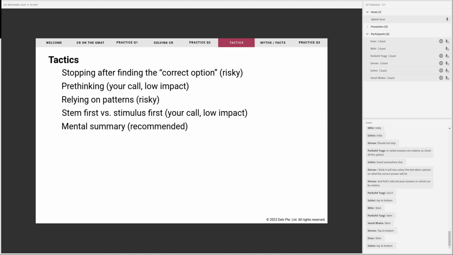Now, mental summary, I strongly recommend this. Mental summary means after reading a stimulus, do you have a pretty good idea of the flow of logic, and are you able to express it in a couple of sentences maybe? Are you able to get the gist of what they're telling you? So, mental summary, I feel, is a good idea.